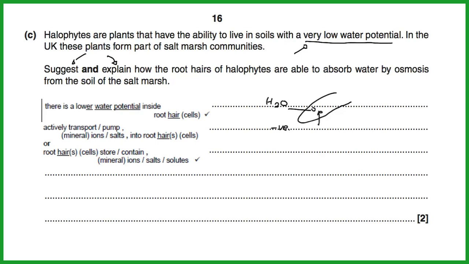So what they were looking for, the key concept, is that there had to be a lower water potential inside the root hair cell than in the soil water. How you could achieve that would be through active transport of mineral ions or salts into the root hair cells, or alternately that the cells could be a store of mineral ions or a store of solutes, which would also lower the water potential. But the major message was that you understood that the root hair cell had to have a more negative water potential than the soil in order to be able to absorb water by osmosis from the soil.